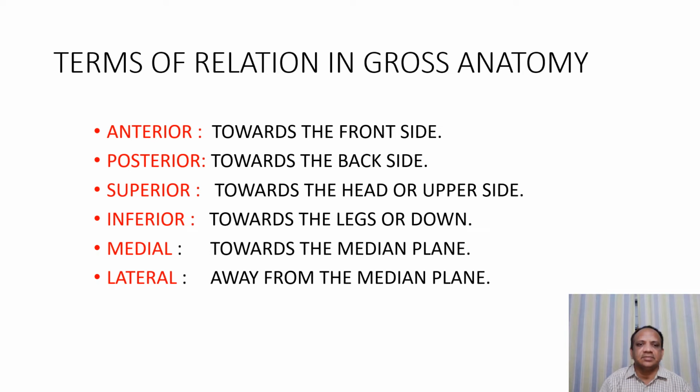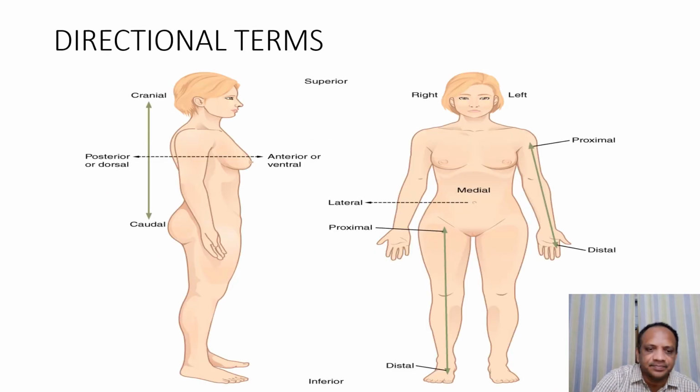You can see terms of relation in gross anatomy: anterior towards the front side, posterior towards the back side, superior towards the head or the upper side, inferior towards the legs or downwards. Medial is the term used towards the median plane, towards the center of the body, and lateral is used to denote going away from the median plane.